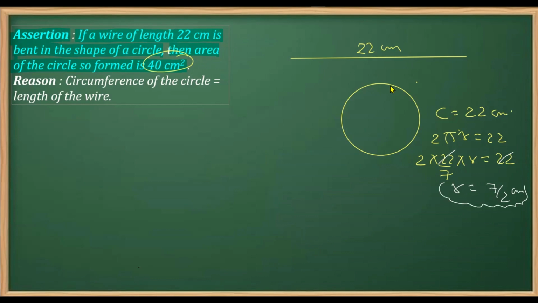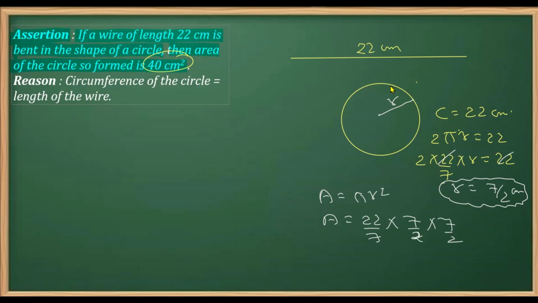No need to convert it into a decimal, as we have to find the area. We got the radius here, and then we are going to verify what the area is. Area is what? Pi r square. Area of a circle, with pi replaced by 22 over 7. r square is what? 7 over 2 into 7 over 2, right?